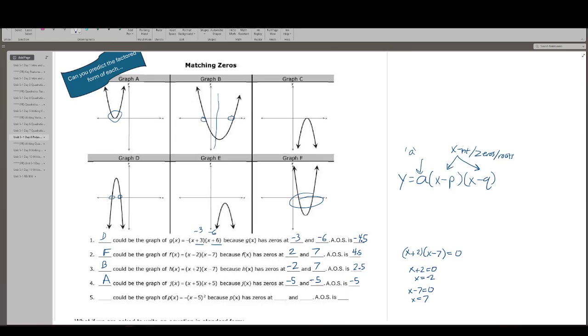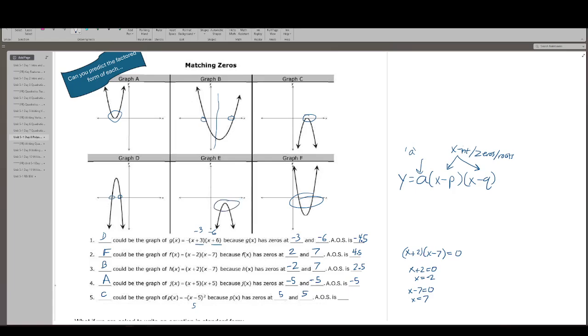In the last one, we have an opening downward graph, negative x minus 5 squared, so our solution is 5. So there's, again, only one solution. The graph is opening down with a 0 at 5. That would be graph C. Notice we didn't use graph E.